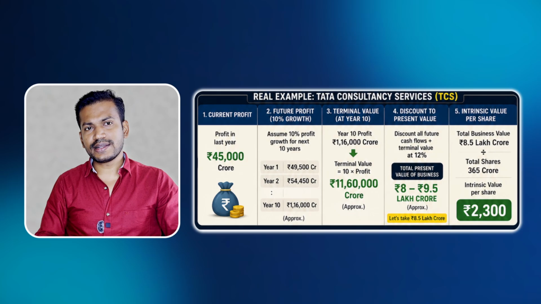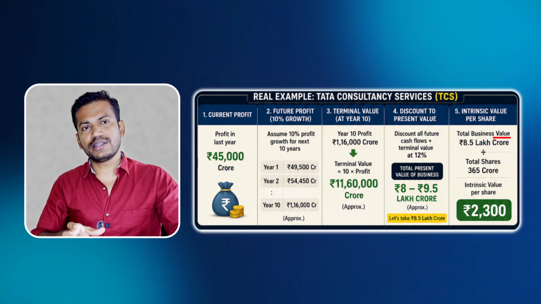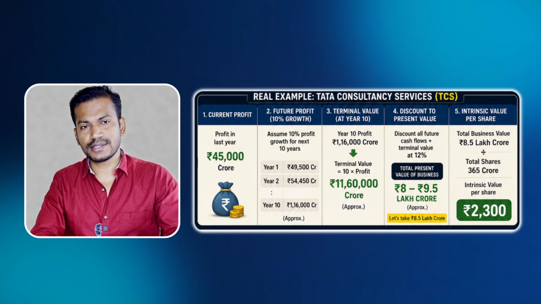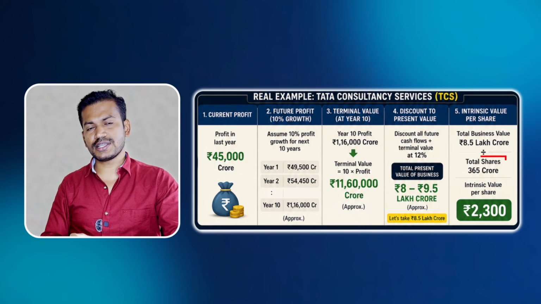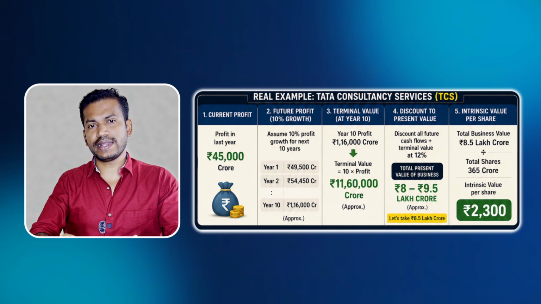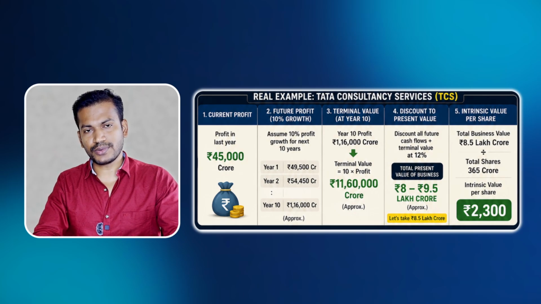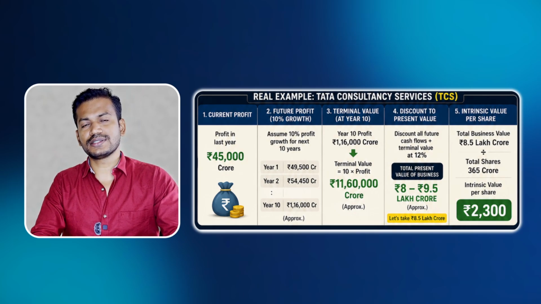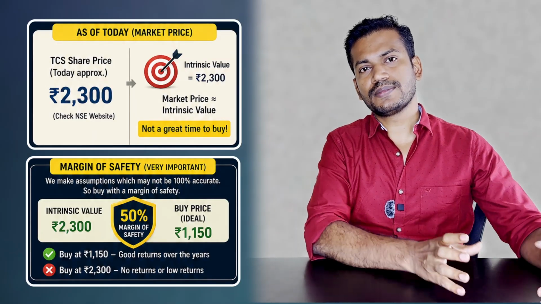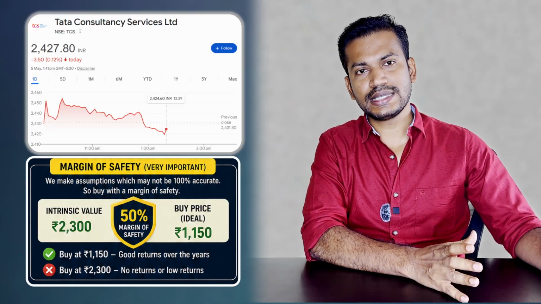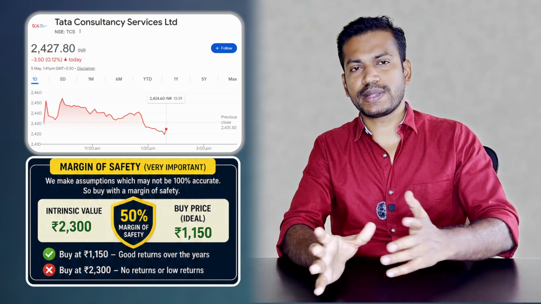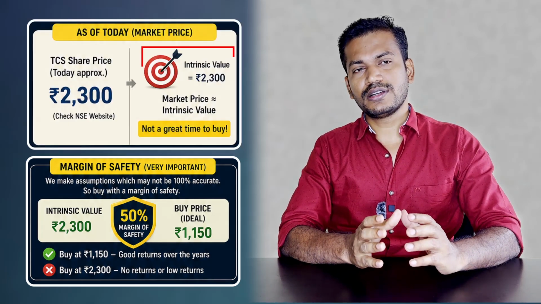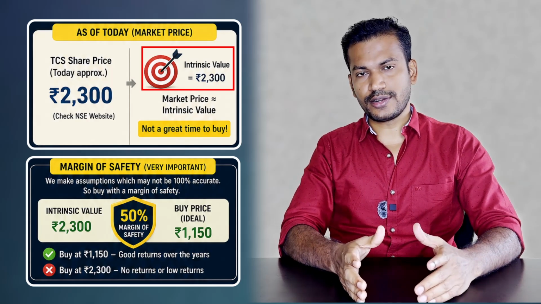Now to find the intrinsic value per share, we need to divide this 8.5 lakh crore by the total number of shares that TCS has. TCS has, as of today, 365 crore shares. So if you divide 8.5 lakh crore by 365 crore, you will get 2,300 rupees. This is the intrinsic value of TCS. As of today, if you go to the NSE website and find the TCS share price, it is approximately around 2300. So we realize the intrinsic value of TCS per share is 2300 rupees.